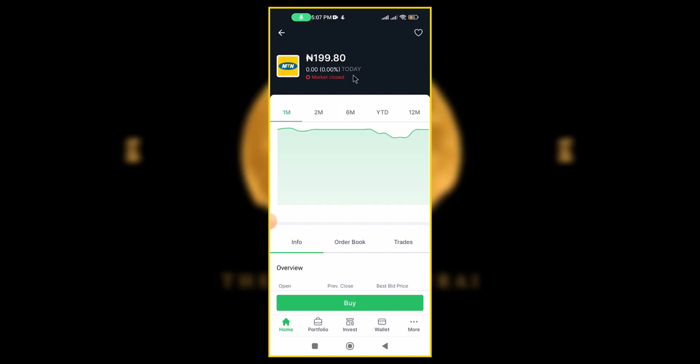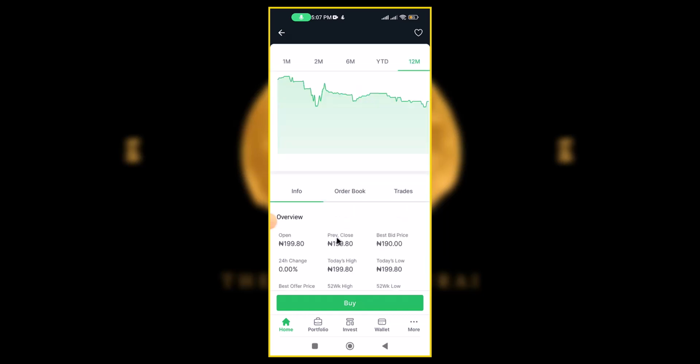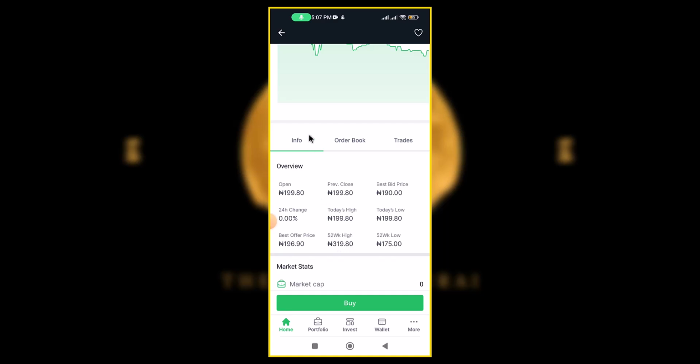So as you can see here, it tells you that the market is closed, but it gives you a graph of how MTN has done in the last 2 months, in the last 6 months, in the last 1 year, in the last 12 months. And if you come down here, you see the order book and the information, and then the trade.